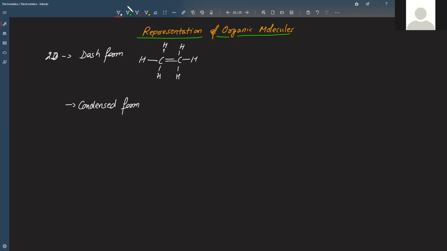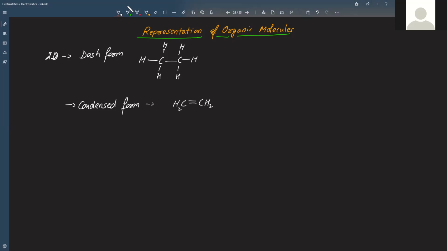In condensed form, we omit the bond between carbon and hydrogen. So we don't show the bonds between carbon and hydrogen. Suppose we have an ethene molecule. The ethene molecule will be shown like this: CH2 double bond CH2. So that is the ethene molecule.